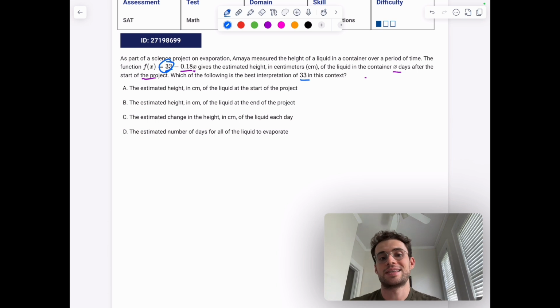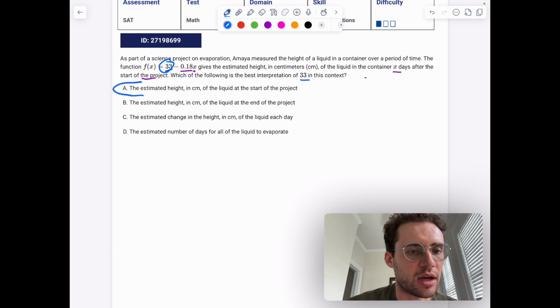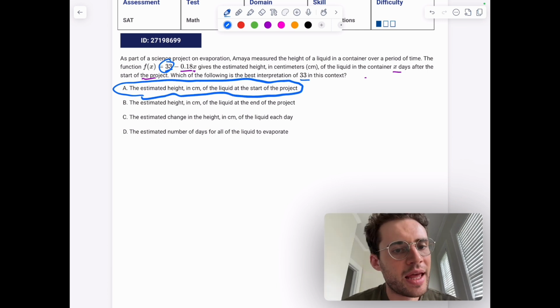So it would be the height before any time has passed. The estimated height in centimeters of the liquid at the start of the project. Okay, the start, right? Initial means start. The estimated height in centimeters of the liquid at the end of the project? Nope. The estimated change in the height? No, that's more like slope. The centimeter each day, that would be the negative 0.18.